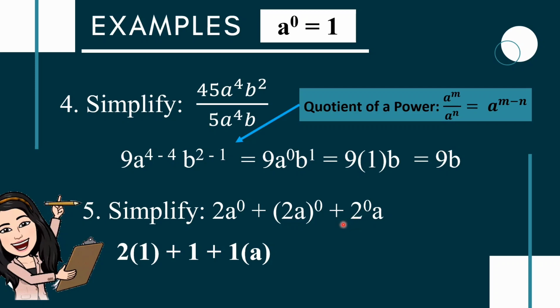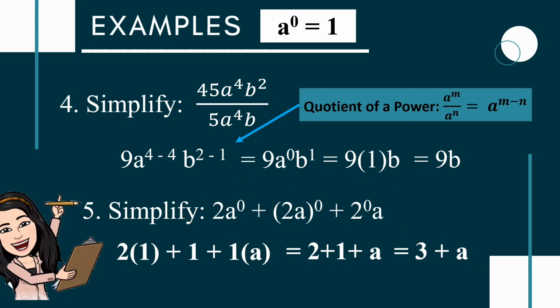Now, isimplify lamang natin to. We have 2 times 1 is equal to 2 plus 1 plus 1 times A is equal to A. And then, simplify natin again si 2 plus 1 and that is equal to 3 plus, copy A, A. So, therefore, when this expression is simplified, the answer is 3 plus A.